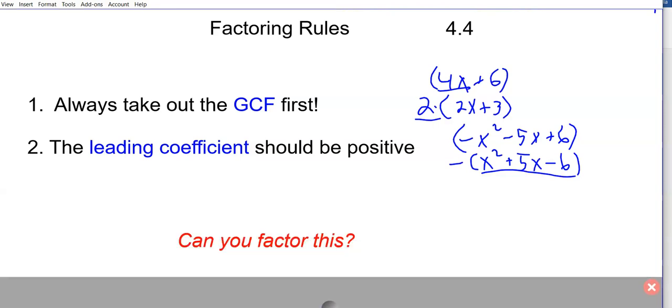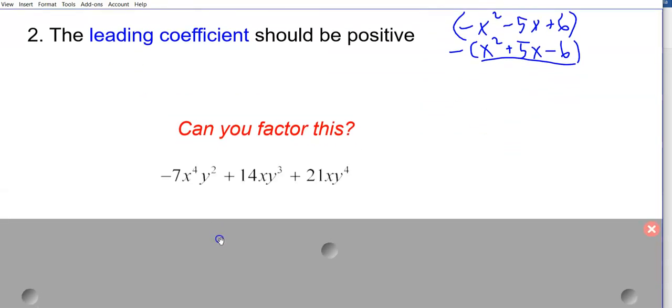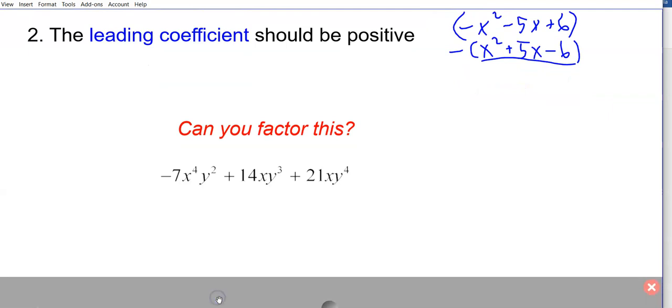So can you factor this? Just try this one, go ahead and stop it and try to factor that. And so if I'm going to factor this, I'm going to do 2 steps in one. I'm going to both make sure that leading coefficient is positive and take out a GCF. So I'm going to take out a negative.